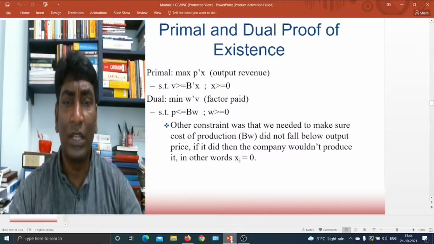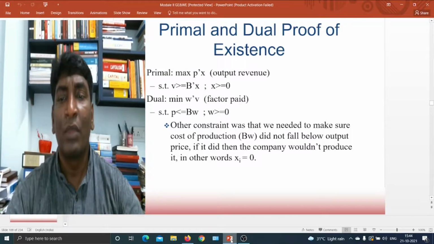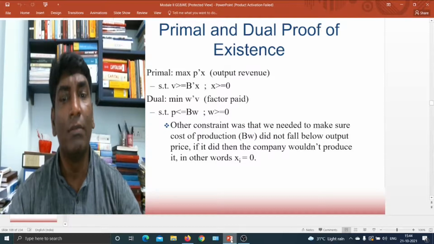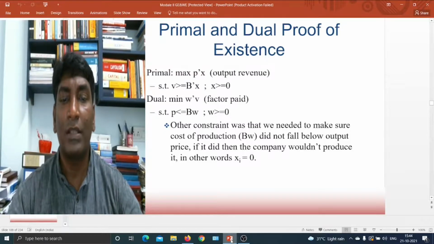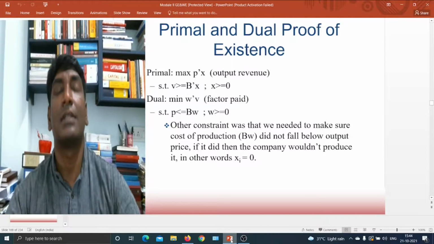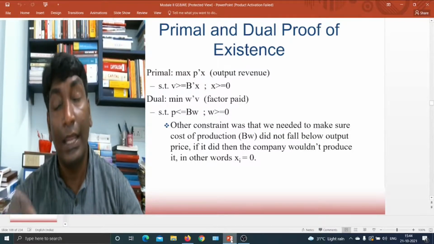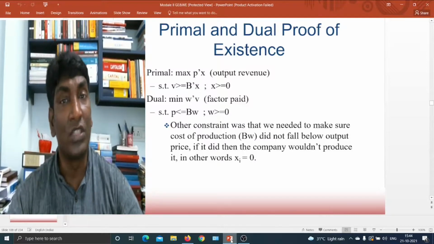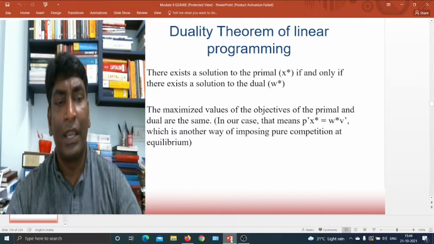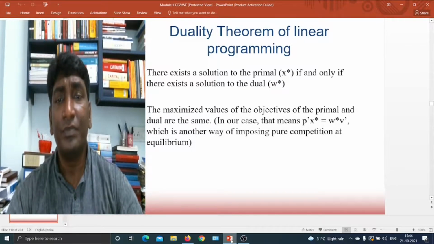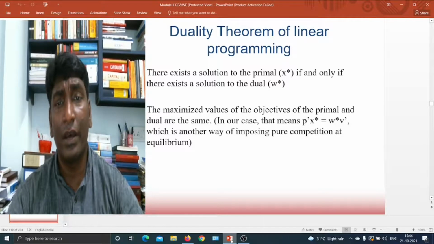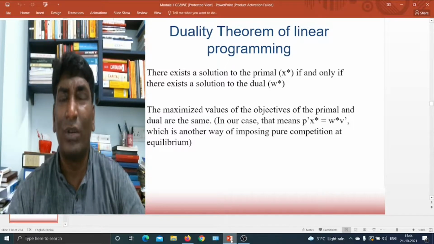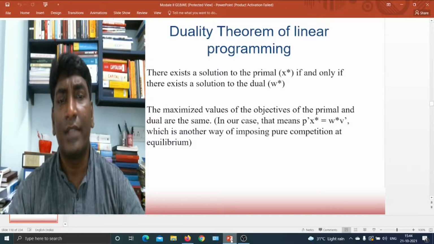I don't want to go into the details of that. Another constraint was that we need to make sure the cost of production b dash w did not fall below the output price. If it does, then the company wouldn't produce it. In other words, x is equal to 0. So it is quite clear in that context. Then if we apply this as in a duality theory of a linear programming model, things maybe look not so different, but we can understand in a simple way.